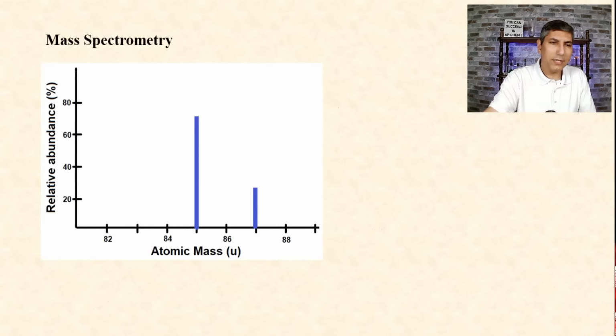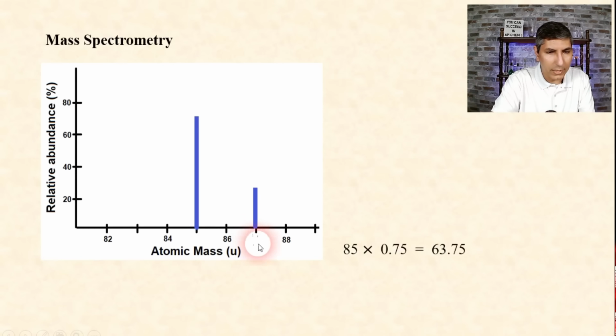Now let's move on and take a look at mass spectrometry. Sometimes this is called mass spectra of elements. For any pure element, we can basically get a graph from a mass spectrometer that looks essentially like this. Now, whenever you have two bars here, this tells us that that element has two isotopes. And so in this case, we have the two isotopes, and one of the isotopes has a mass of about 85 atomic mass units, and the other one has an atomic mass of about 87 atomic mass units.